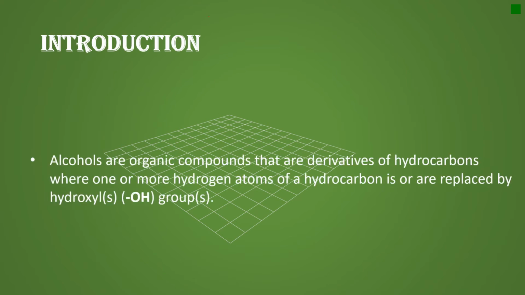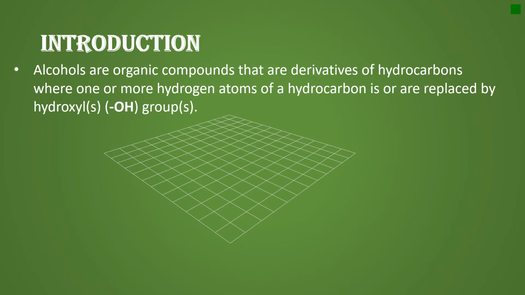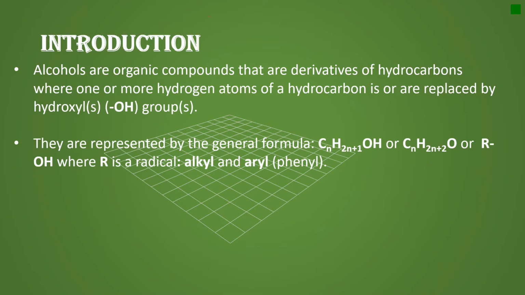Introduction. Alcohols are organic compounds that are derivatives of hydrocarbons where one or more hydrogen atoms of a hydrocarbon are replaced by the hydroxyl groups. They are represented by the general formula CnH2n+1OH or CnH2n+2O or ROH, where R is a radical, and this radical may be an alkyl group or allyl or phenyl group.